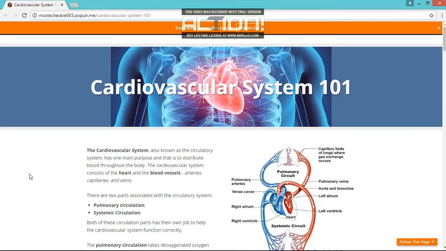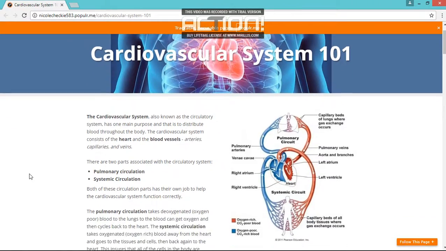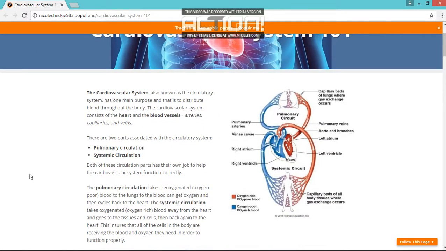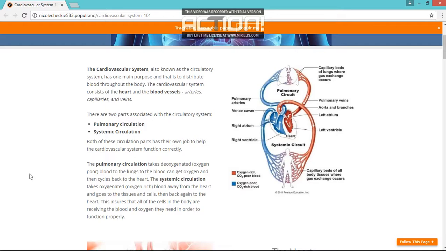I've split up the parts of the cardiovascular system into their own topics, each topic going into detail about the function and parts of that particular portion of the cardiovascular system. As shown on the screen here is a general explanation about the cardiovascular system and how it works. This picture here shows the big picture of the circulation of blood flow throughout the body.